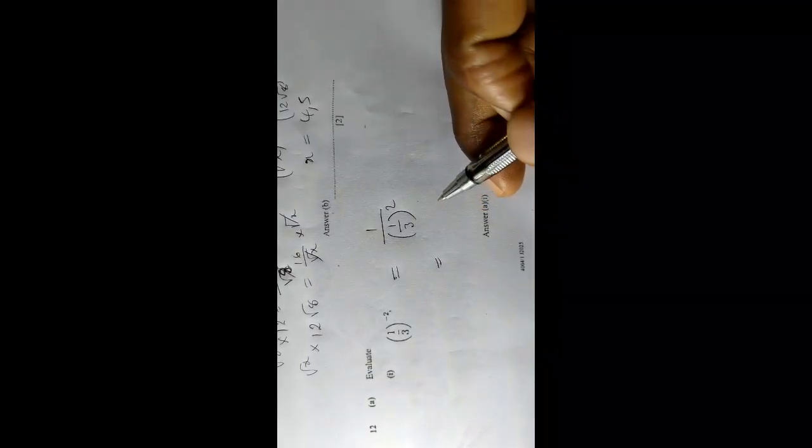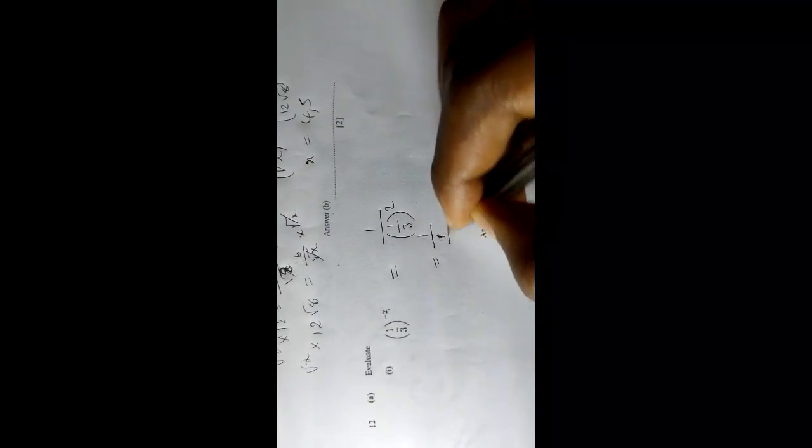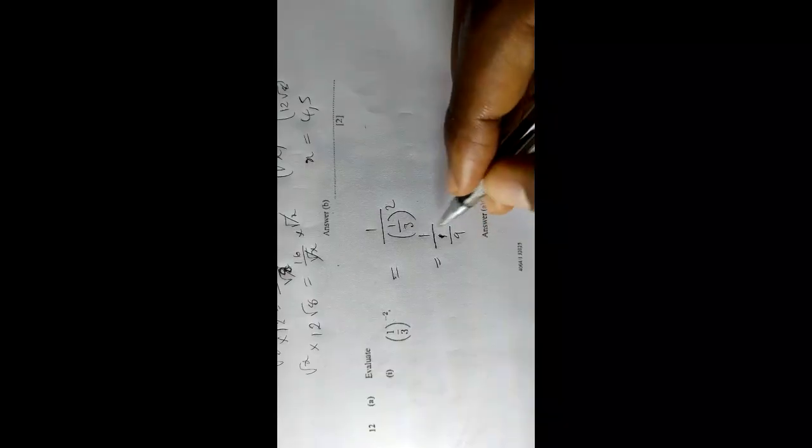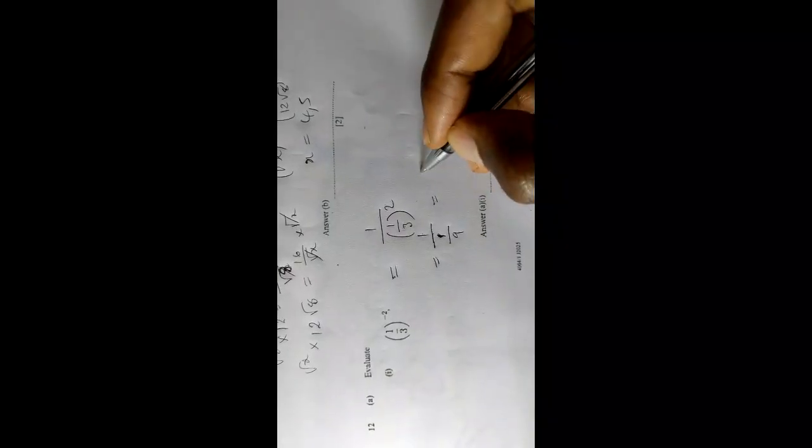So using laws of indices, if you are given a negative index or a negative power, to remove the negative, we say 1 over that. So here 1 over 3, and our power is no longer negative. So this is 1 over 1 over 3 squared, this is 9. So 1 over 9. And when I'm saying 1 over a fraction, what we mean is that we are having the inverse of this fraction. So this becomes 9 over 1, which is equal to 9.